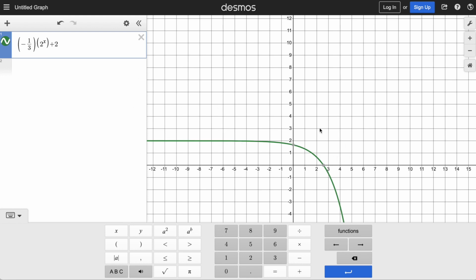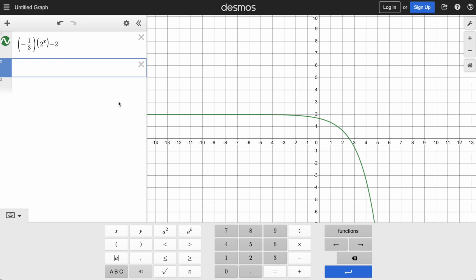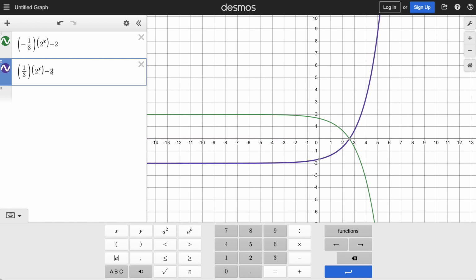Okay, so there's my original function. You can see it has that horizontal asymptote at y equals 2. And now let's type in that function that I made everything negative. So I have 1/3 times 2 to the x and then minus 2. And you can see that it is in fact reflected over the x-axis. Okay, so making both parts of that function negative reflected it over the x-axis.